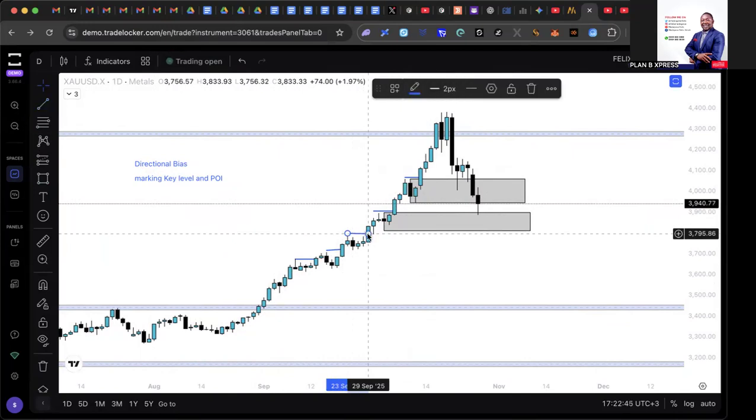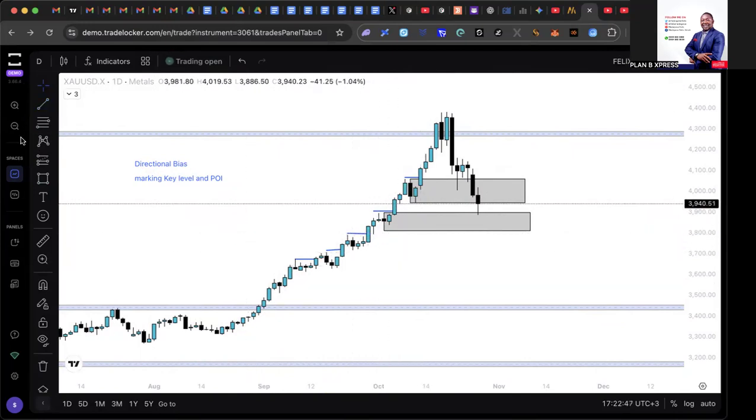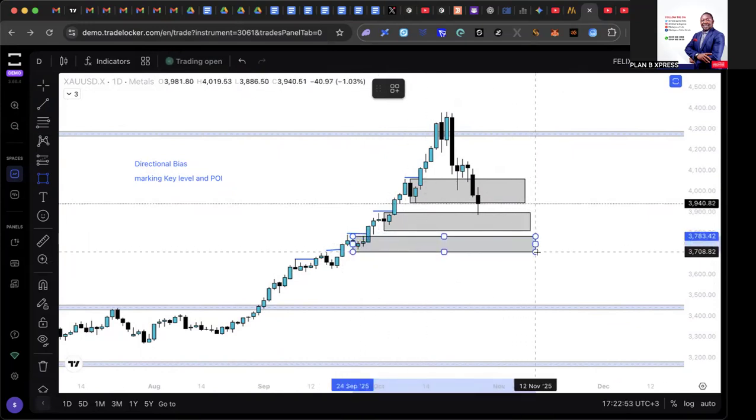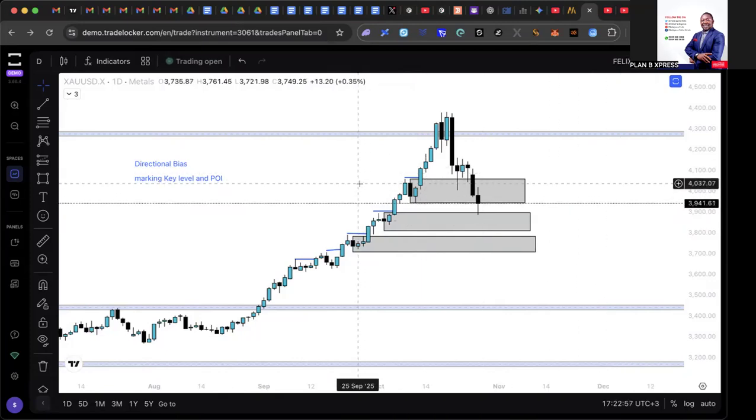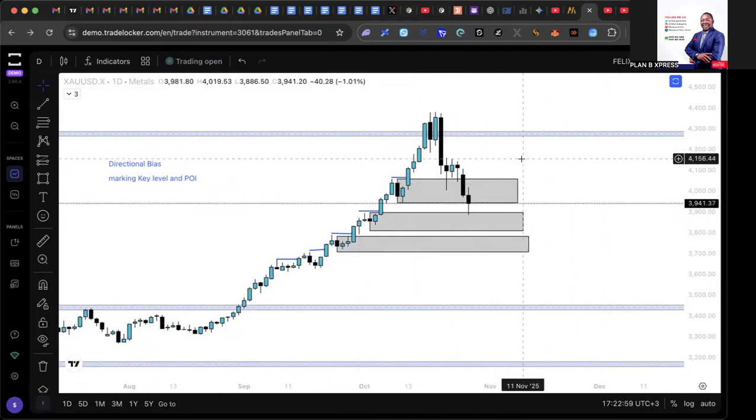Remember that we say key level and point of interest. Now, there are things we check for in a point of interest. That is the area where you should be trading from, the area where you should be entering the market from, and all of that, so that you can structure your trade.